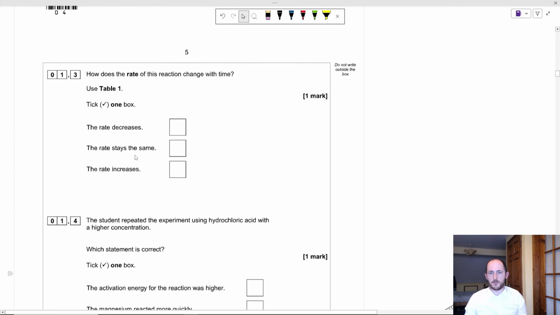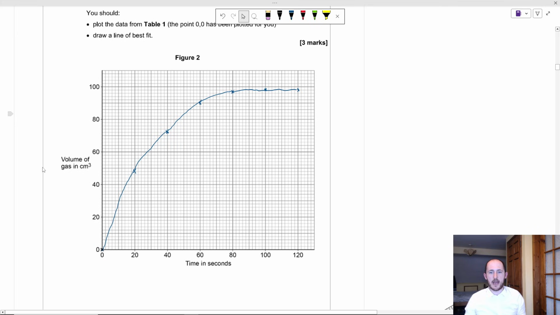This is important because in this question it says, how does the rate of the reaction change with time? Now, the rate of the reaction is just how quickly the gas is being produced. If this is getting less and less steep, let's have a look. In the first 20 seconds, it goes up to 48. In the next 20 seconds, it only goes up by about another 20. But then as it goes along, can you see it's increasing by less and less? And in fact, at the end, it doesn't produce any more gas at all.